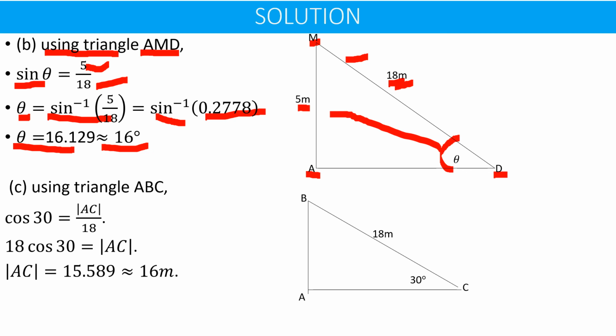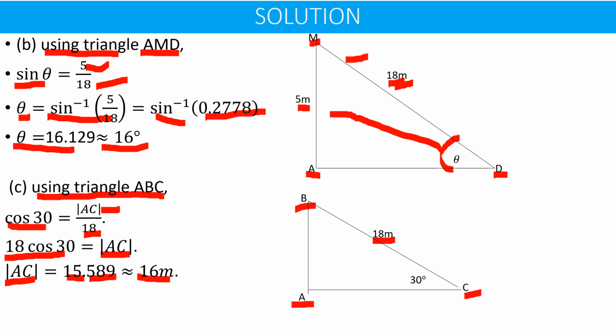Let's move on to the C. C, using triangle ABC. So we have the same length, 18 meters. So cos 30 is equal to AC over 18. So 18 cos 30 is AC. So AC is 15.589, approximately 16 meters. So here is 16 meters now.